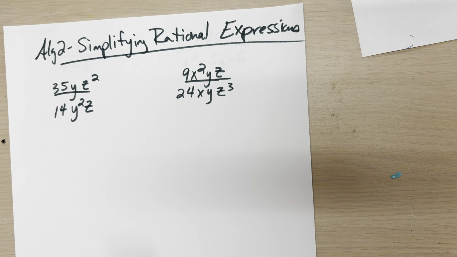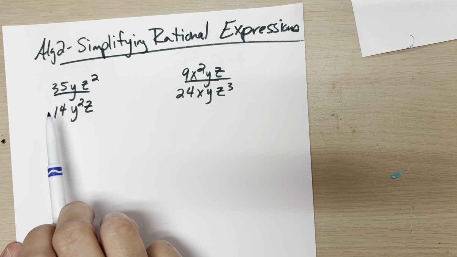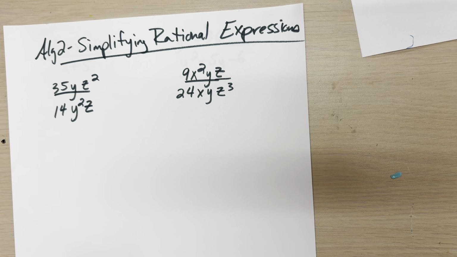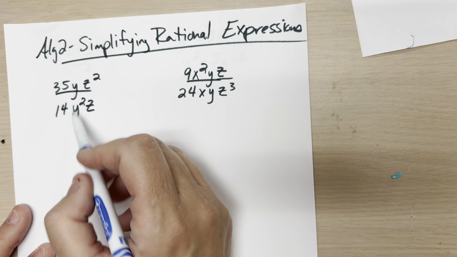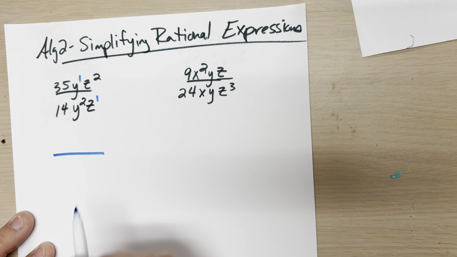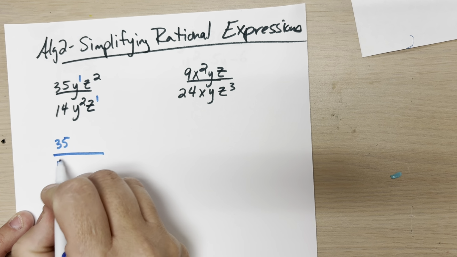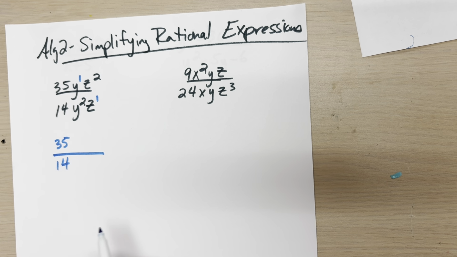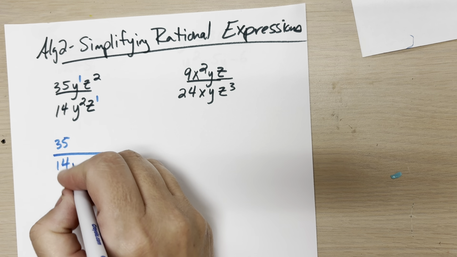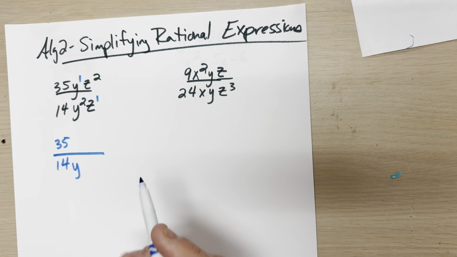Okay, so in the first one, I'm looking at 35 over 14. There's nothing I can do to reduce that fraction, so I'm going to leave that alone. But I am going to look at the variables. Since the numbers don't reduce, I'm going to leave them alone. 2 minus 1 is 1. 2 is bigger, so I know my answer is going to be down at the bottom. So I've got y to the first down there.